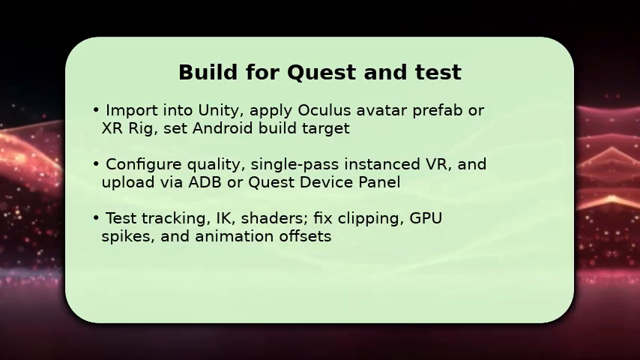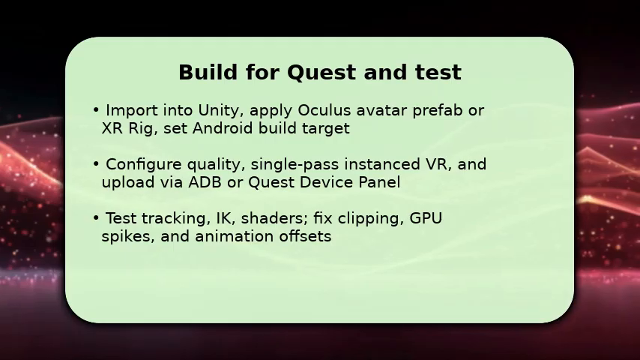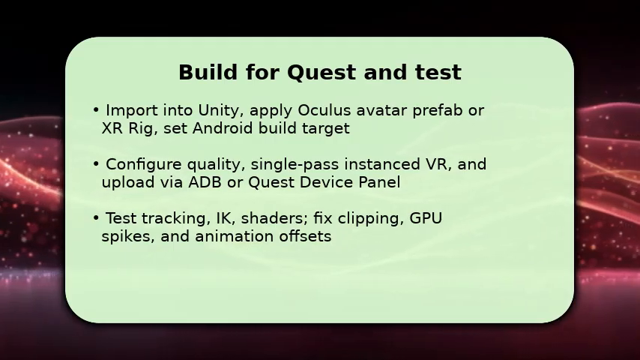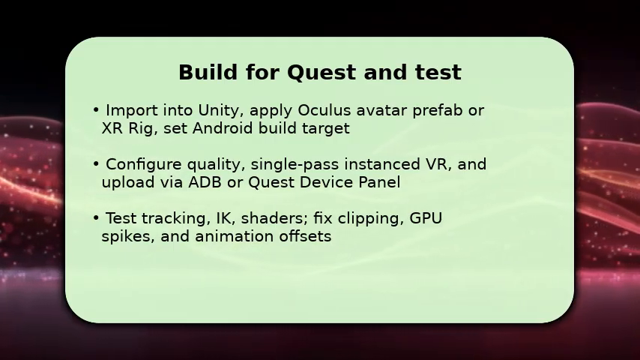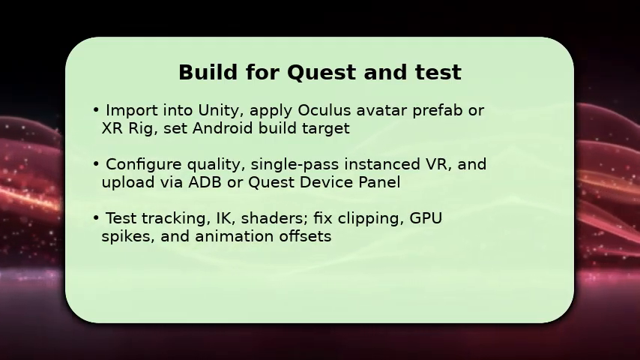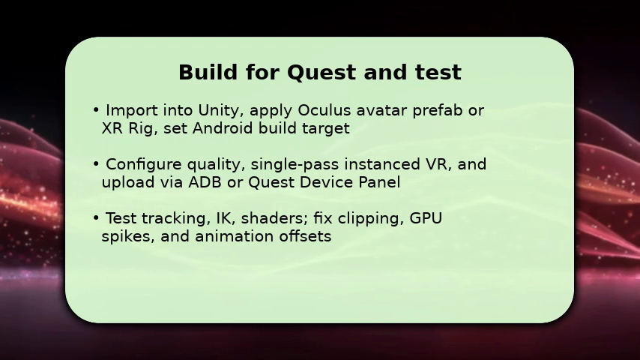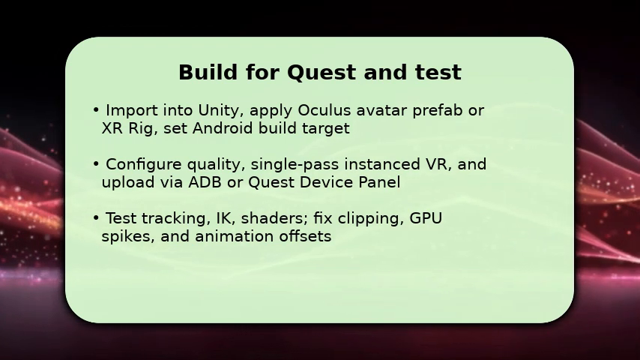Watch the Unity console for shader or bone warnings. Once on Quest, systematically test body tracking, hands, and common poses. If you see clipping or stuttering, reduce LODs, lower texture sizes, or disable.